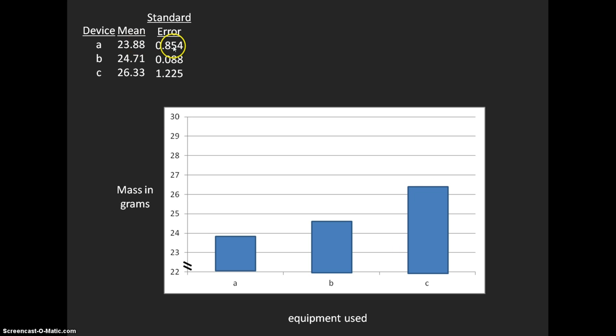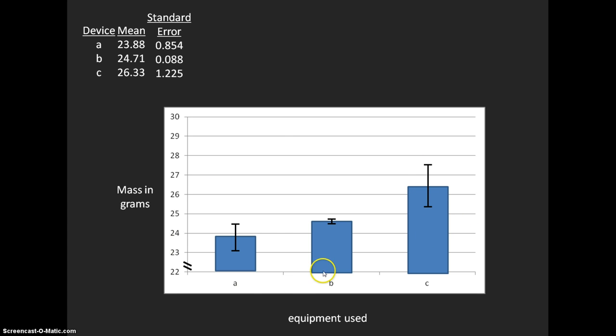Again, plus or minus our standard error. So up to 24.7, down to 23.0, and you'll notice how much larger that looks in comparison to the previous graph. For B, 0.088, well, we're going to go up 0.088, down 0.088. It's a little bigger, it's not huge, but it's definitely more detailed than in our last one. And for C, we stretch all the way up to 27.55 and down to 25.1, giving us a much larger error bar in this case.